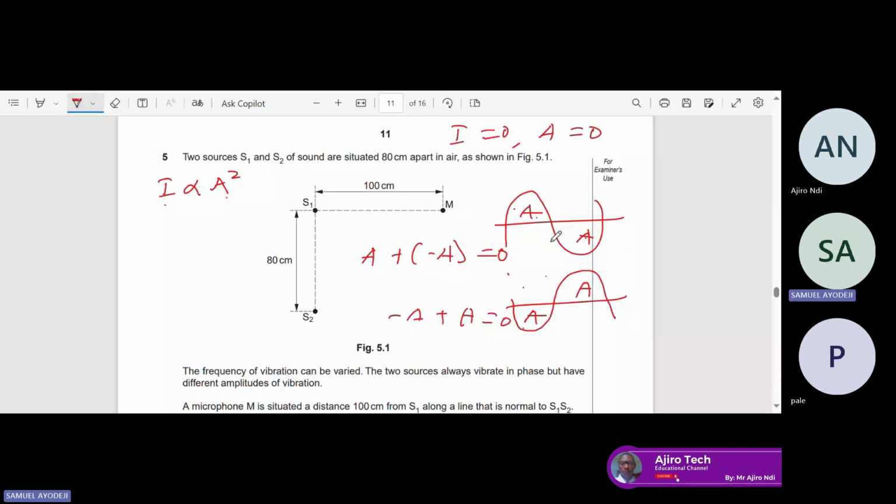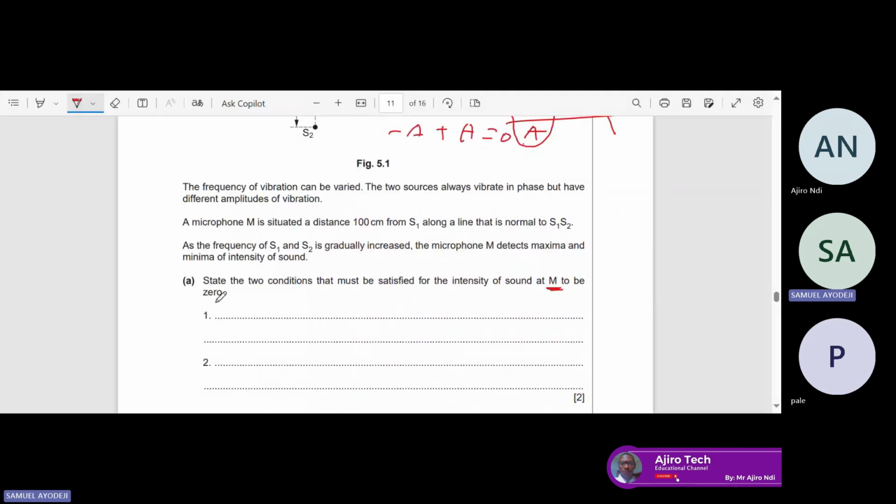That means for me to have 0 intensity at X, at this plane to be 0, the total, they are talking about intensity now, that will be total. They omit, they were silent about something. It is total intensity, but they will not tell you. For total intensity to be 0 at M, it means that total amplitude also must be 0.